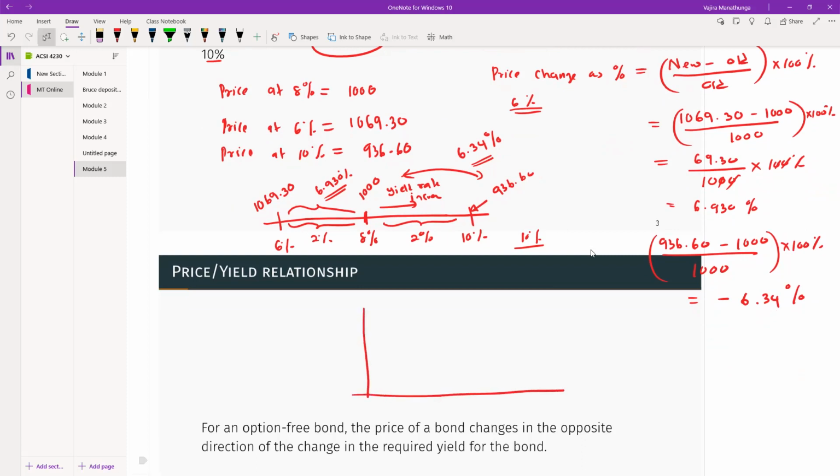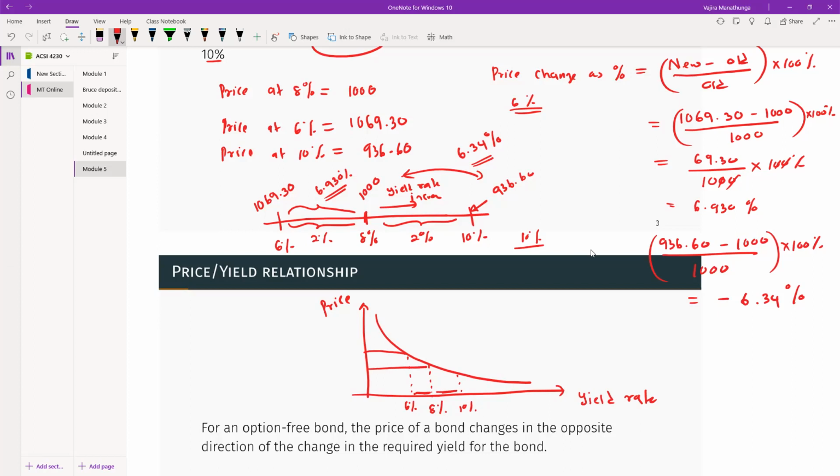So the price-yield relationship, if I make a graph, and this is yield rate, and then this is price, then it looks like this. Okay, so if I come to this point, this is what? This is 8%, not 10%, and from there, if I go to 6% and 10%, the same amount, 2% difference. Okay, but then the change is different.